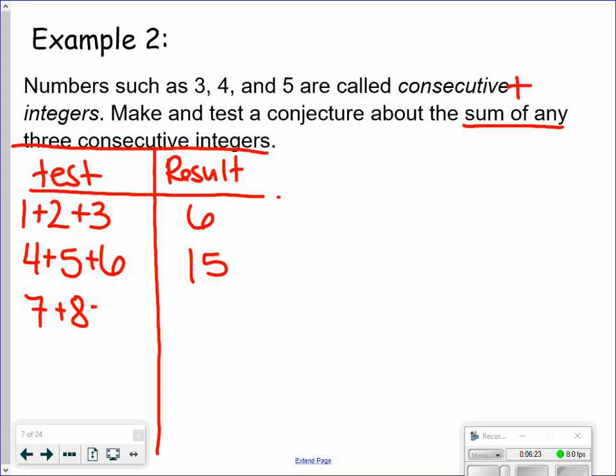7 plus 8 plus 9. You don't have to be picking these ones. You can be trying your own. 10, 11, 12.